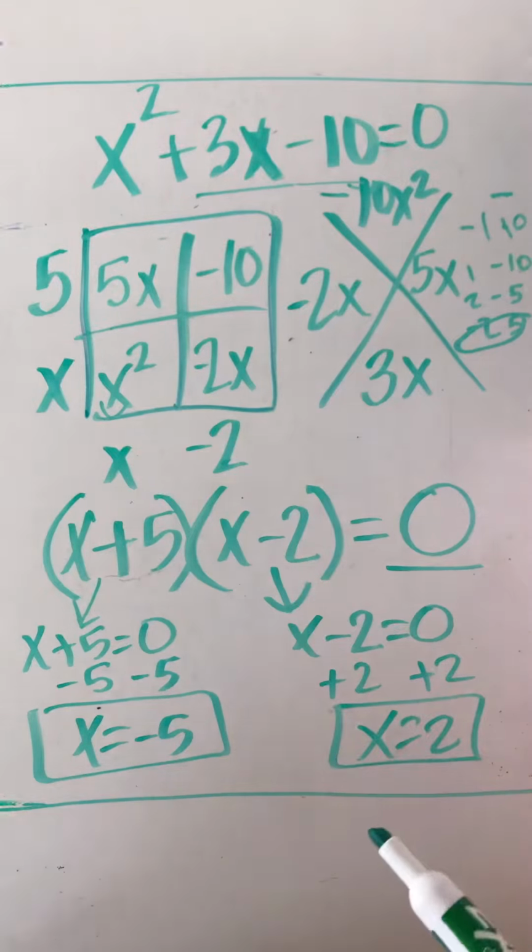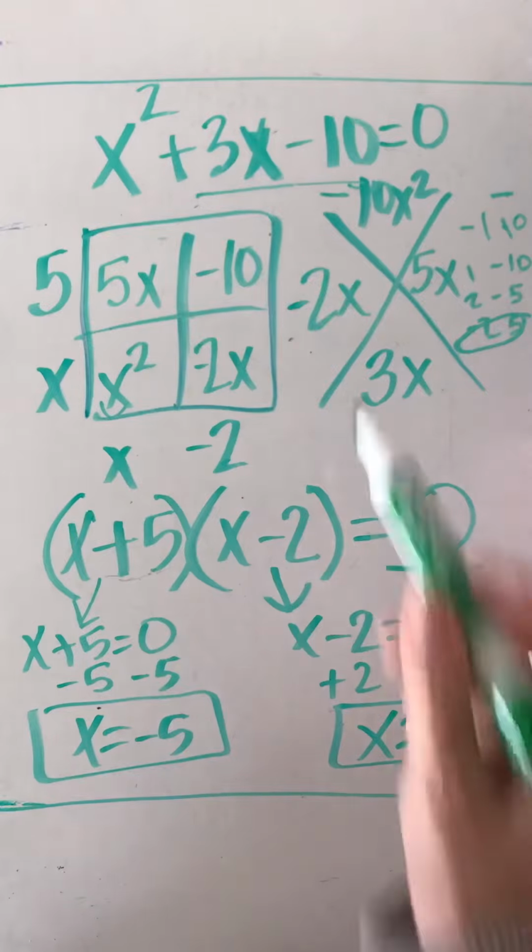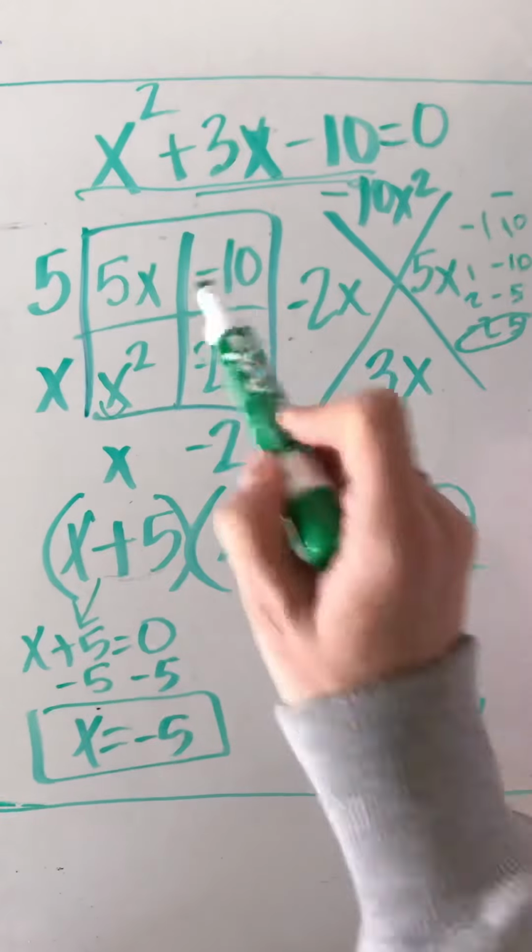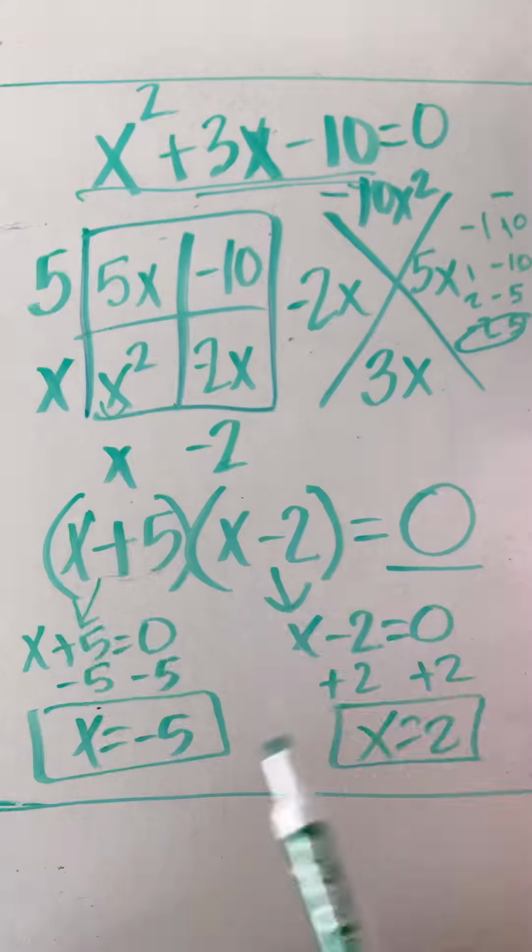And there you go. That's how you solve a quadratic equation that was in standard form. You factor, and then set your two parentheses equal to 0.